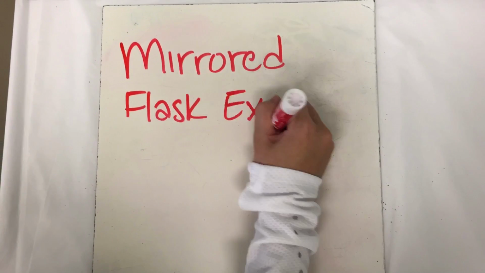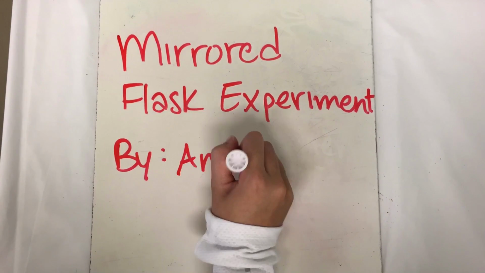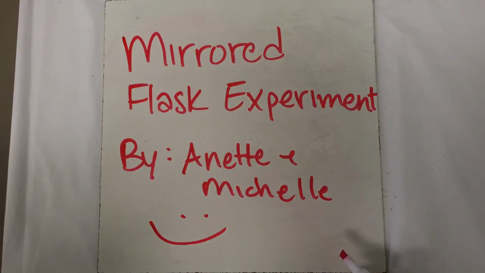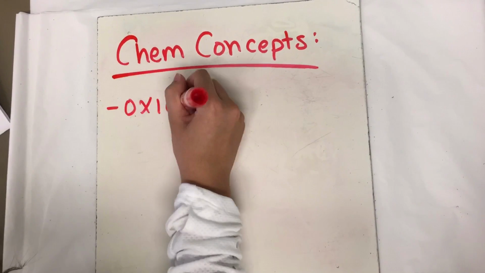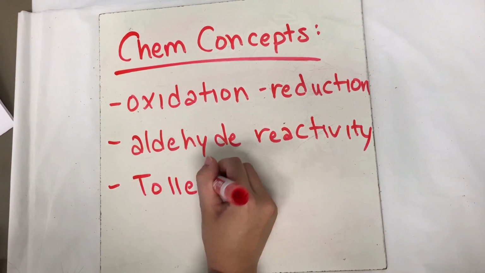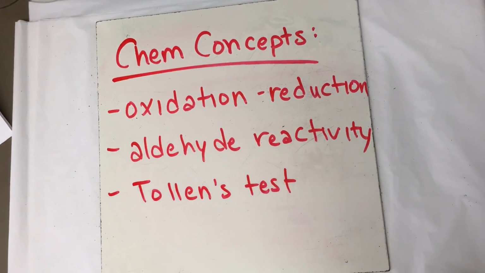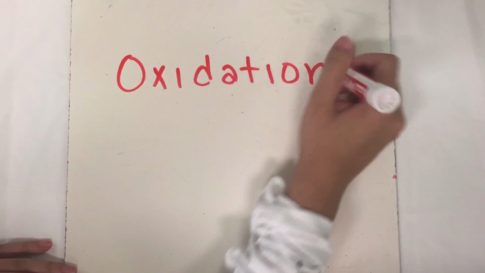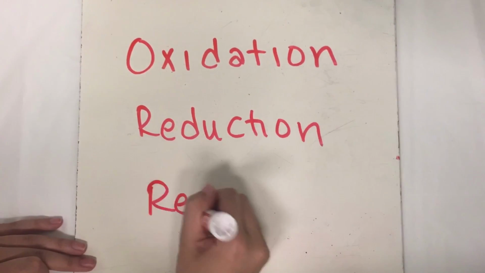In this experiment, we'll be showing you how to turn an ordinary flask into a beautiful silver mirror. Chemical concepts shown in this experiment will include oxidation-reduction reactions, aldehyde reactivity, and Tollens' test. Let's start off by talking about oxidation-reduction reactions.